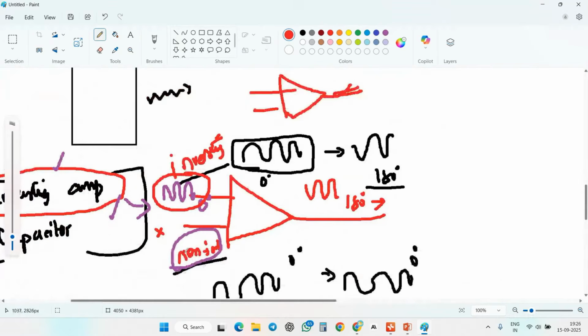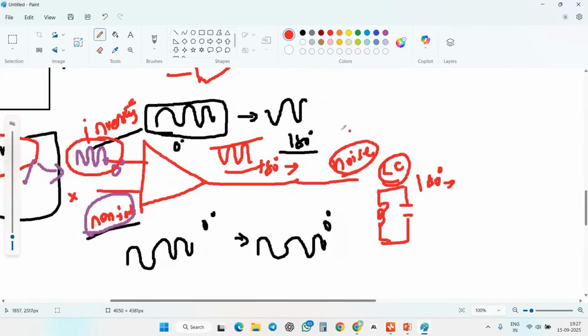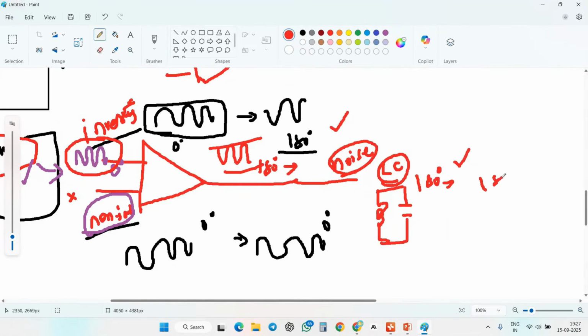Instead, I connect it with the non-inverting amplifier. I'm not going to do that because this 180-degree phase shifted data might have some noise. So to reduce that noise, I bring in that LC circuit, that means an inductor and capacitor connection. We call it a tank. This helps you remove the noise and it produces a 180-degree phase shift of the signal. So here 180-degree and here 180-degree both are added up, and finally you get the 360-degree signal.